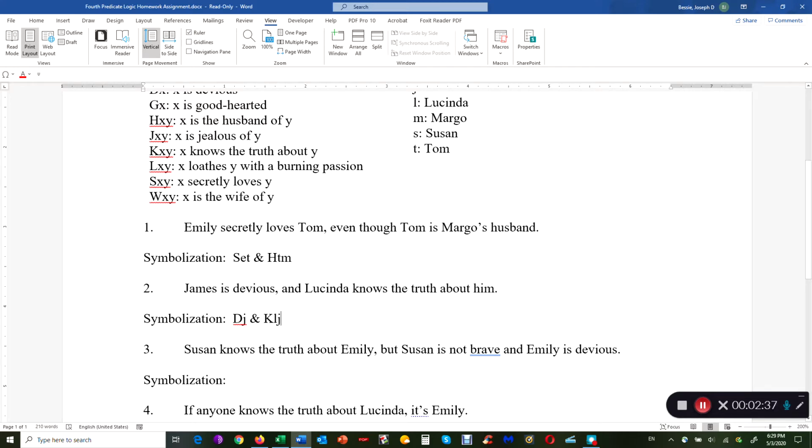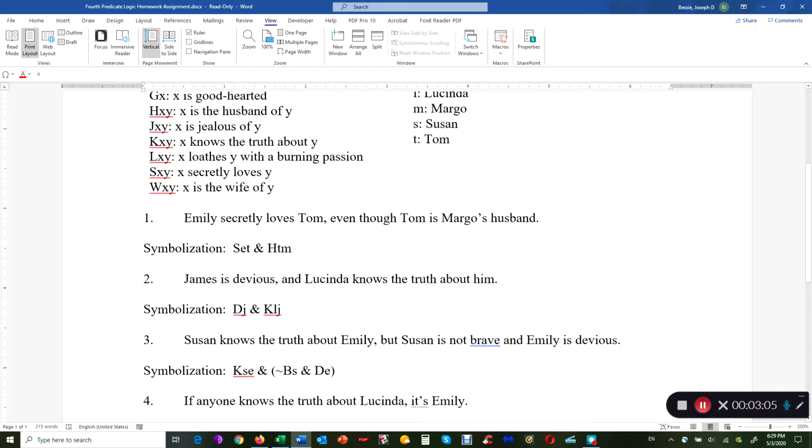Susan knows the truth about Emily. So we just did one of those. KXY means X knows the truth about Y. So K, Susan, S, knows the truth about Emily, E. But is just the and. And then we need parentheses because we have another conjunction. It's not the case that Susan is brave and Emily is devious. Deviousness applies to Emily. Okay, so these are solutions.